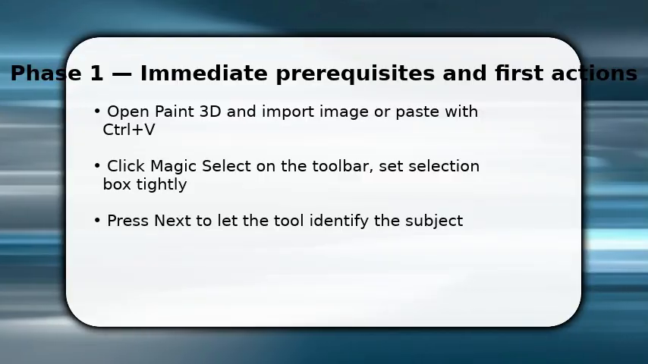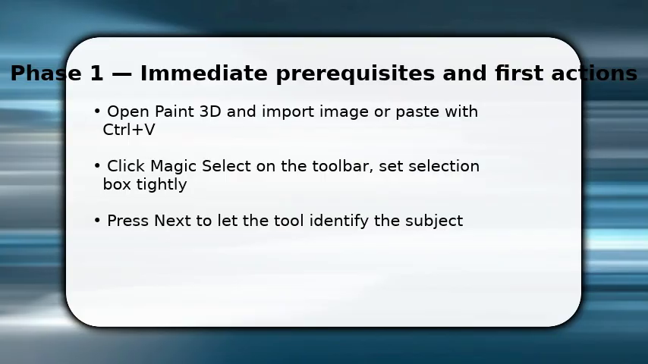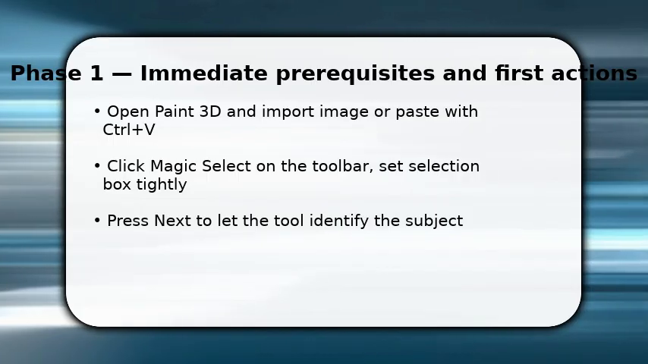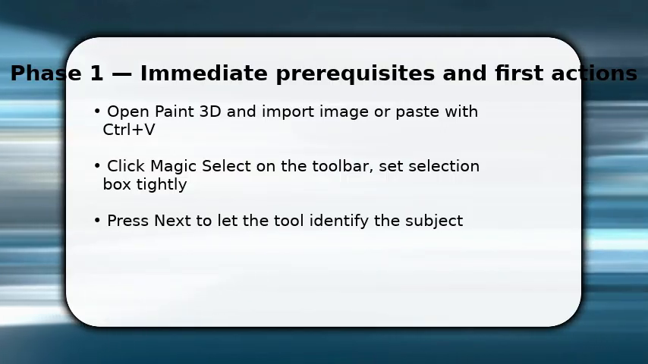You start by opening Paint 3D and putting your image on the canvas. Once the image is visible, click Magic Select. Draw a tight selection box around the subject. Do not include large, unwanted areas. Then press Next so the algorithm can propose the subject. This gives you a rough cut to work from, and it speeds correction.